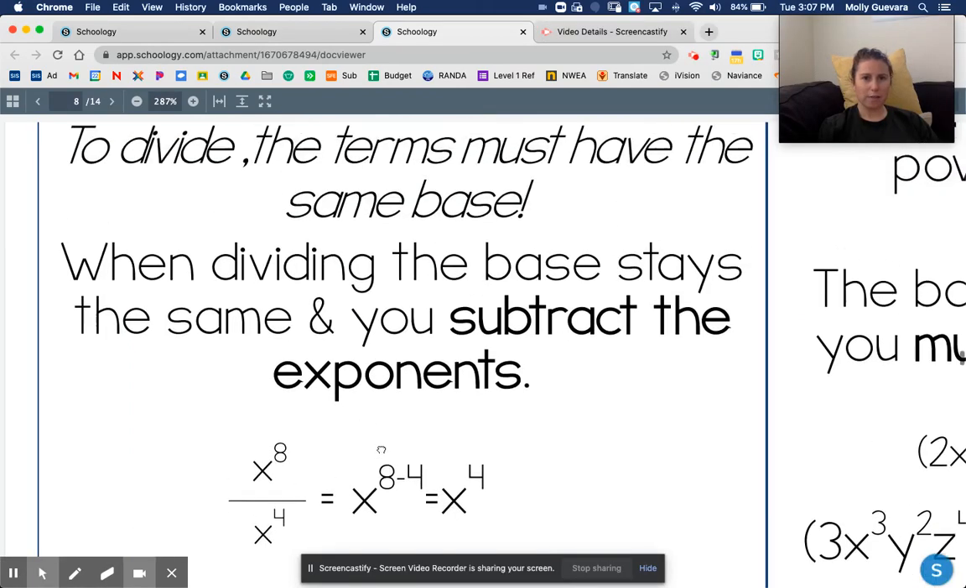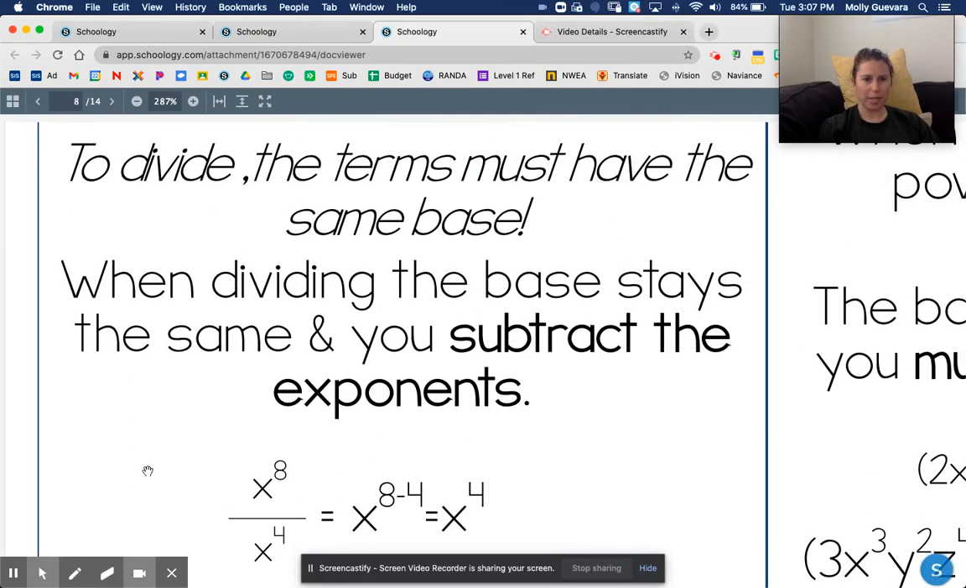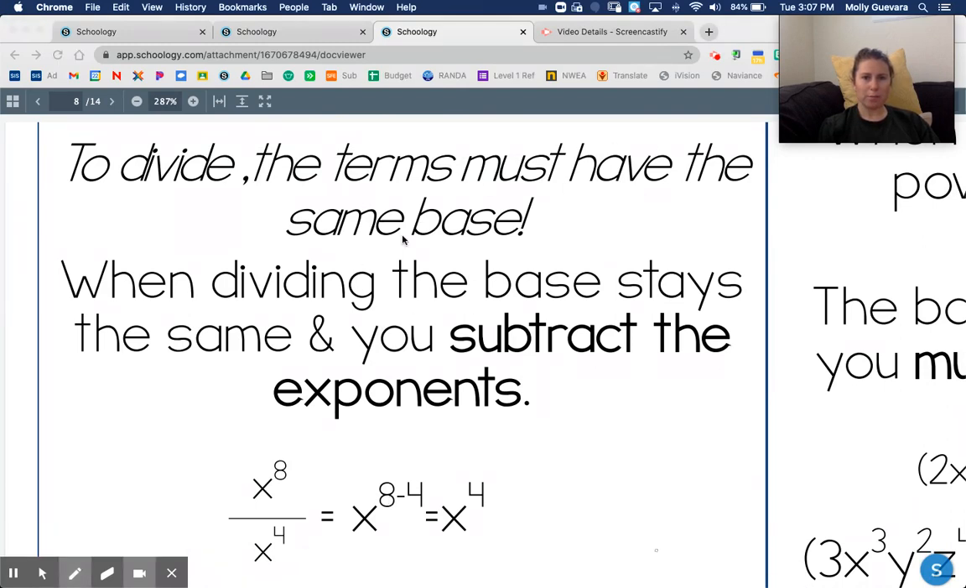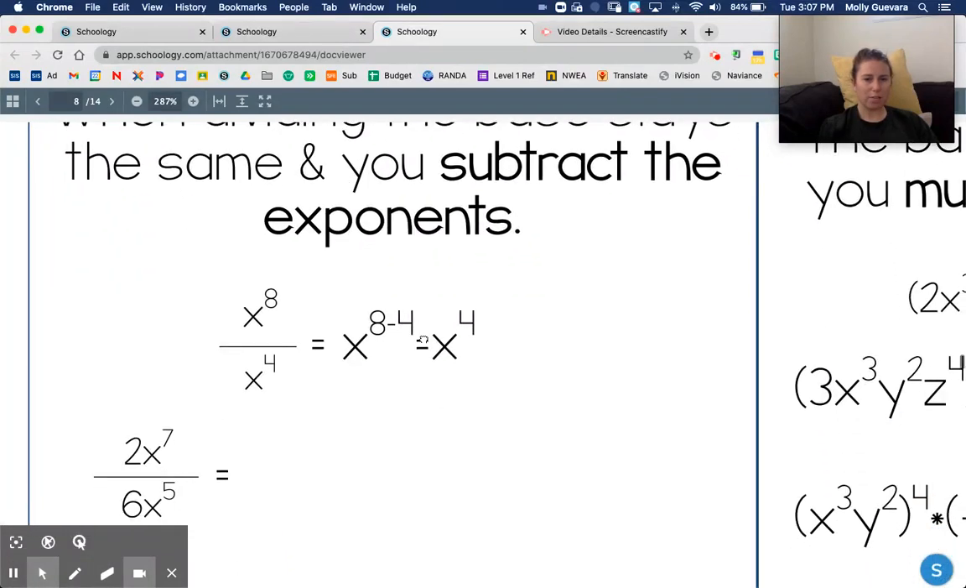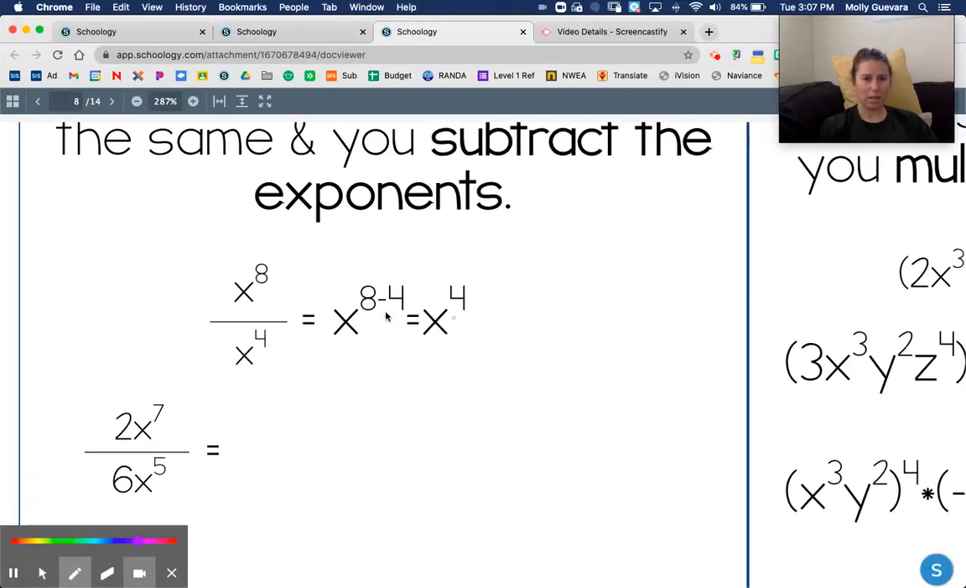All right, so dividing exponents, here we are on this page. It says to divide, the terms must have the same base. So same thing as multiplying, they have to have the same base. And when dividing, the base stays the same and you subtract the exponents. So I want to show you a little trick that I actually use in my head, and it seems to help me a lot, to show you as to why we subtract.